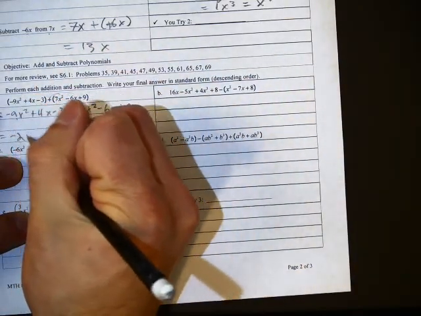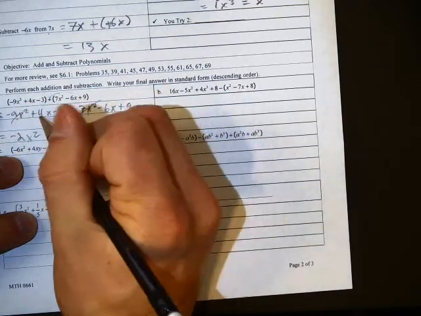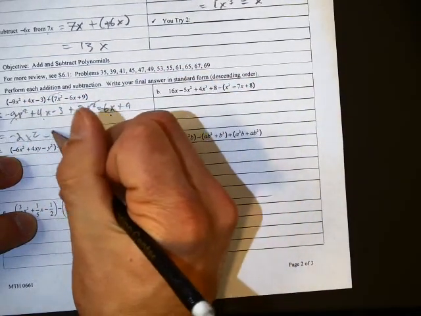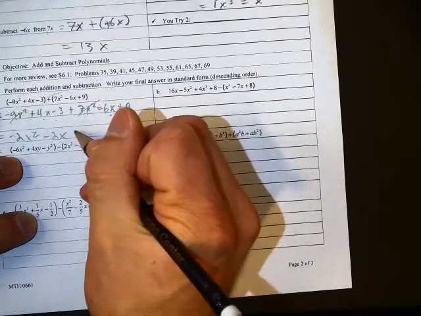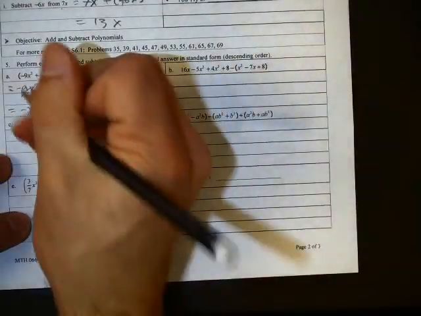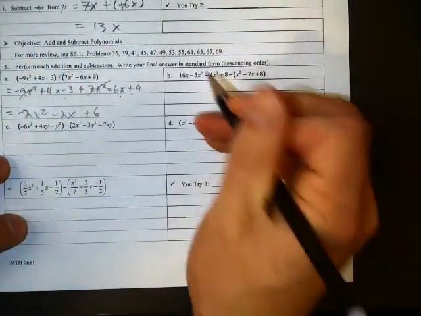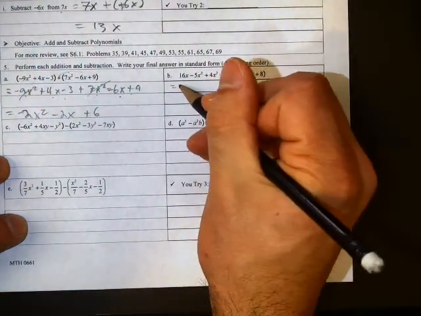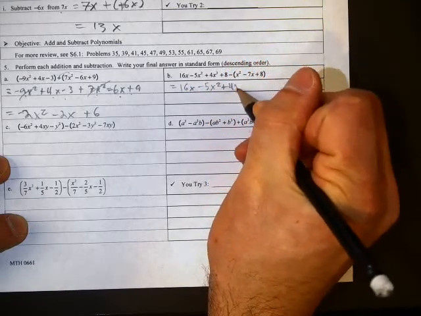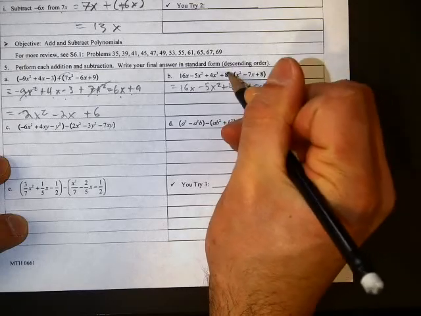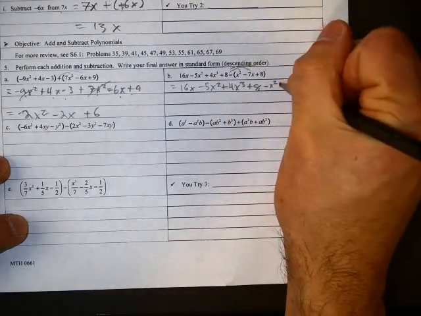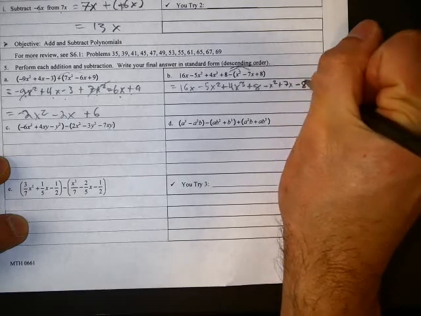That's negative 2x squared. 4x minus 6x, looking at that sign in front of it, that's negative 2x. Negative 3 plus 9 is 6. Again, that's different than this case here. I'm going to copy this down and distribute the minus through there. So we get minus x squared plus 7x minus 8.